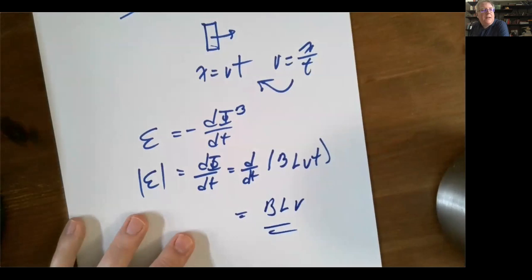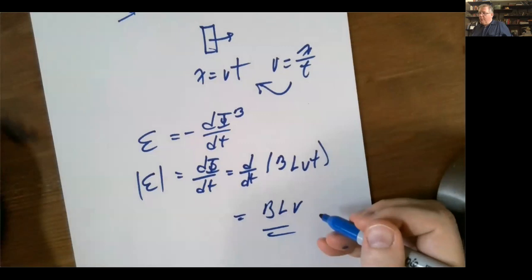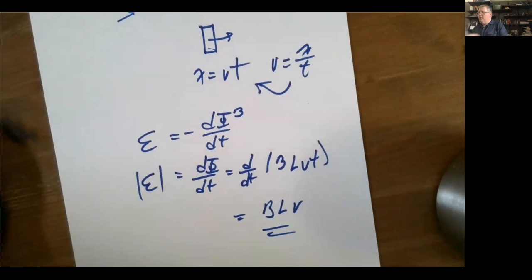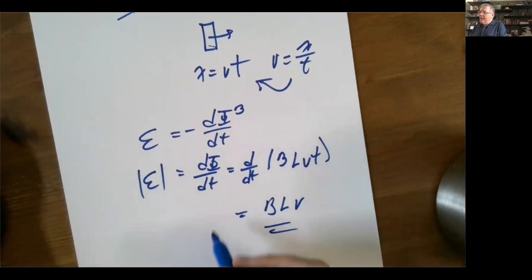So if I put a voltmeter right here in my circuit, it would measure a voltage that was proportional to how big the magnetic field is, to how fat this region is, and to the velocity at which I'm moving the rod to the right. So the faster I move it, the more my needle is going to twitch. So that would be the potential.